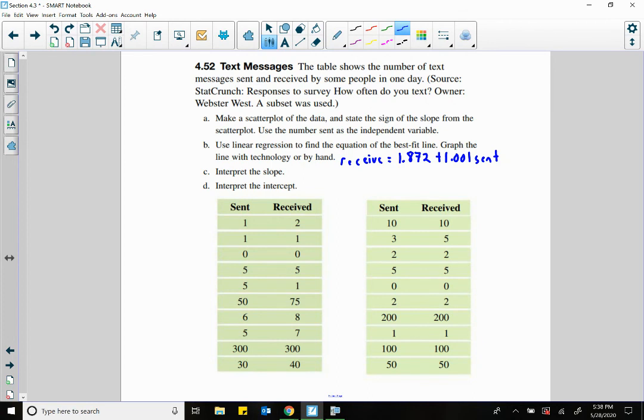So interpret this information. The slope means that every time I send a text, on average, I will receive 1 text. Well, that makes sense. If you send something out, hopefully you'll get a reply back. So that's what this means. Every time I send a text, that's your X. Every time I increase by 1 text, I will receive on average 1 text.